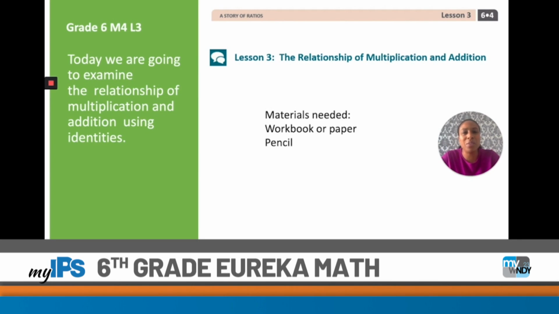Today we will be working on Grade 6, Module 4, Lesson 3. We will build and clarify the relationship between multiplication and addition by evaluating identities. You will need the following materials: a copy of your student page for our lesson today, or a piece of paper. You will also need a pencil. If you don't have any of these items, it's okay. You can just follow along with the lesson. Please pause the video while you gather your materials and resume it when you're ready.